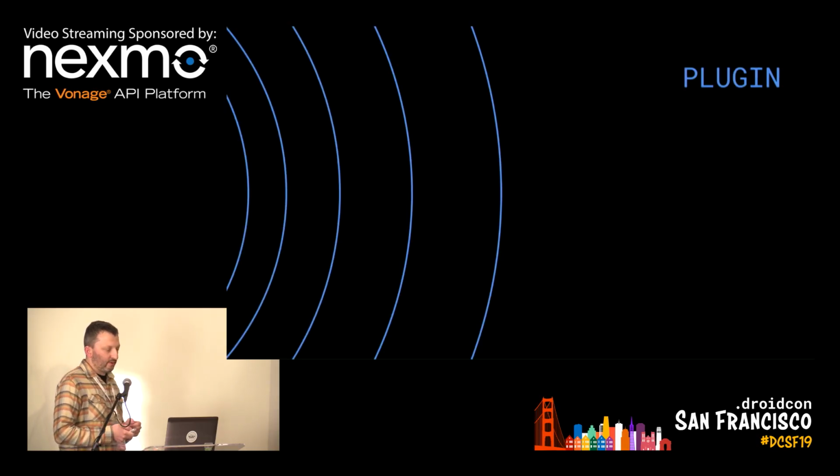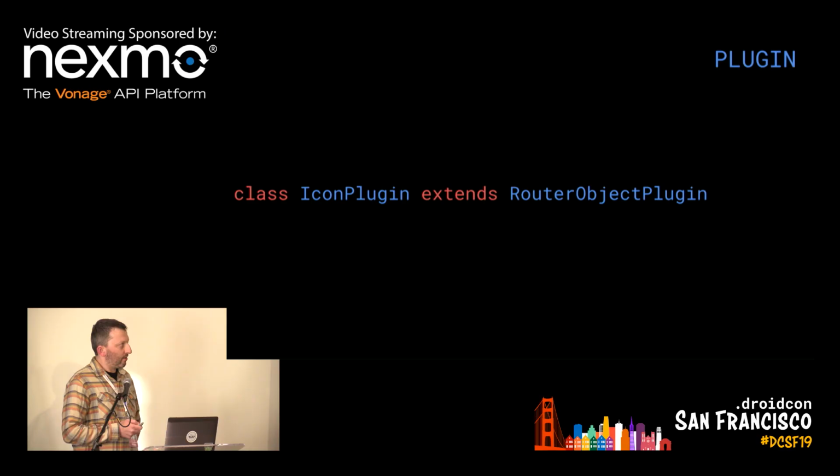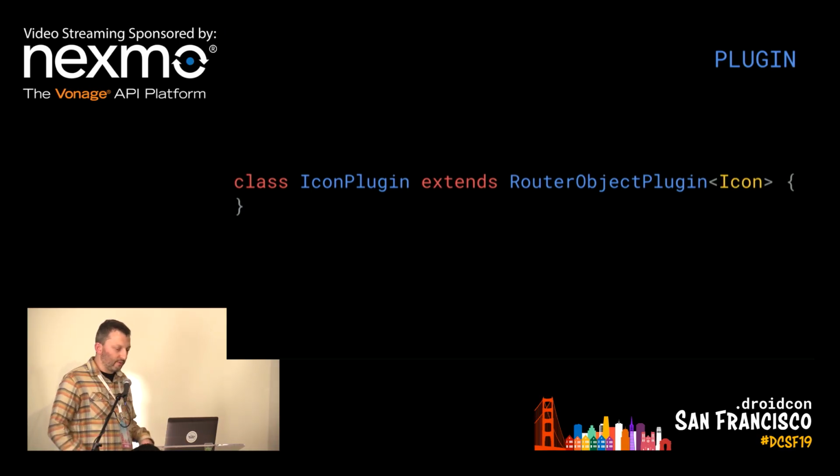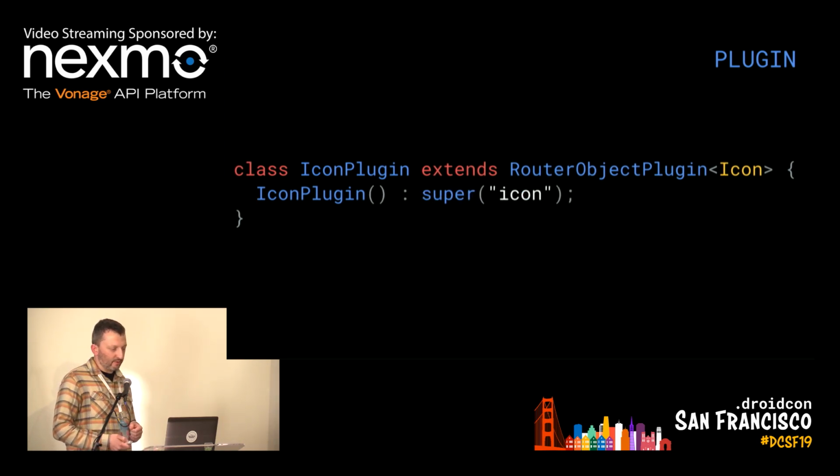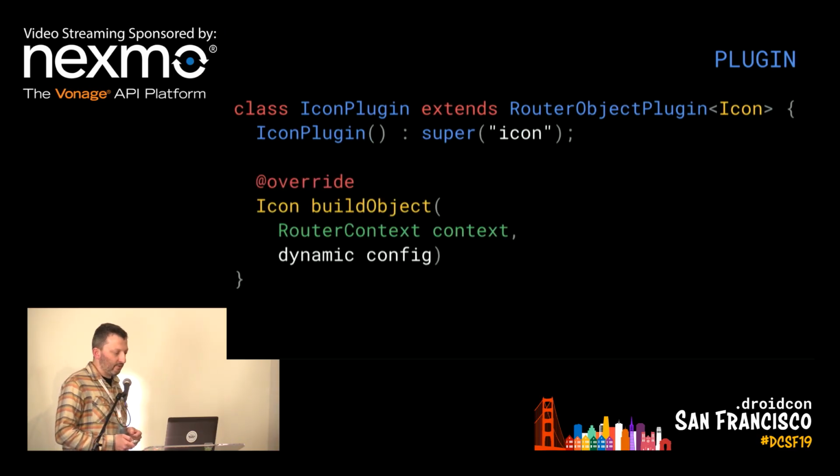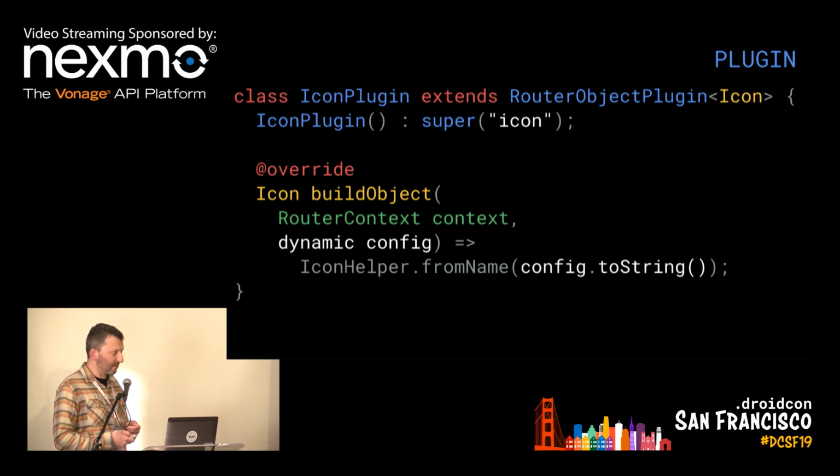So let's see how we can write one of these plugins. You start by extending a router object plugin, and then you add what type you want to support. You need to specify what plugin node you're handling, and finally, you need to override a build object method. In this method, we have a router context, which has parameters from the path, and dynamic config, which in our case is a string value. Here it's going to be plus. So we're just using this plus to return an icon instance from our method.